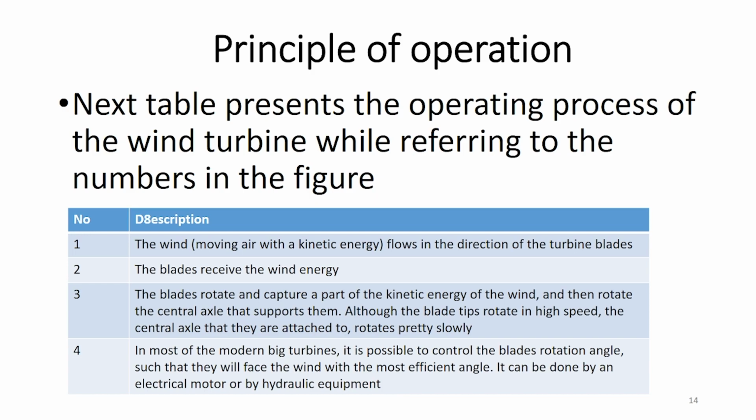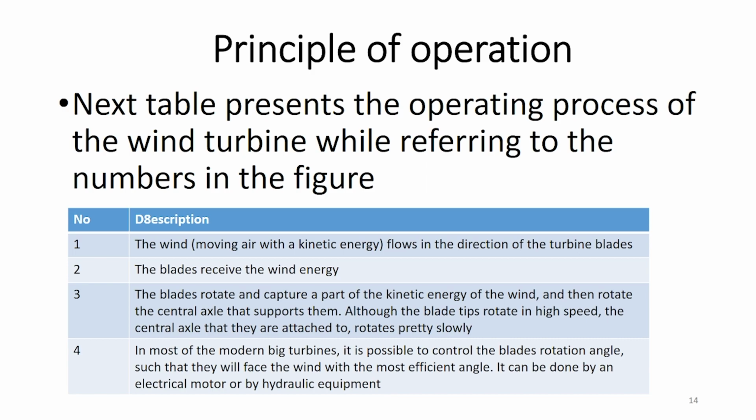1. The wind, or moving air with kinetic energy, flows in the direction of the turbine blades. 2. The blades receive the wind energy. 3. The blades rotate and capture part of the kinetic energy of the wind and then rotate the central axle that supports them. Although the blade tips rotate at high speed, the central axle that they are attached to rotates pretty slowly.